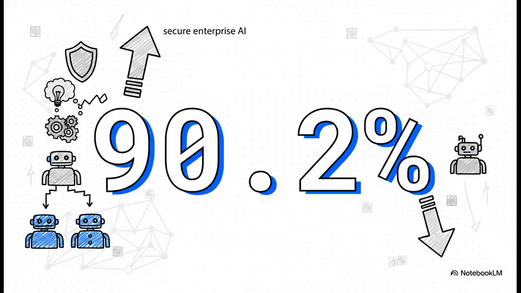And honestly, the results of doing it this way are wild, 90.2%. That is the massive performance edge Anthropic measured when they compared this kind of lead plus sub-agent setup against a standard single agent. A 90.2% boost on their internal research evaluations, that's a real game changer.